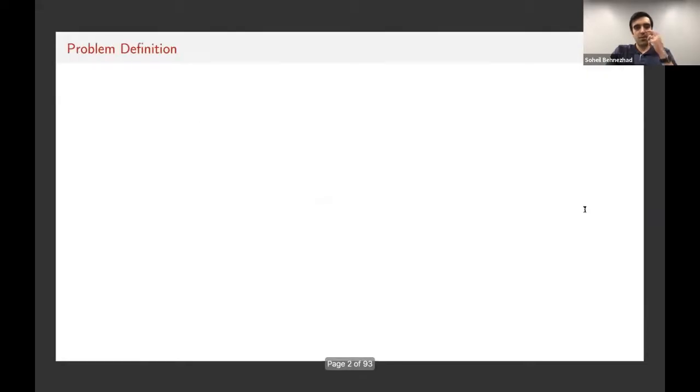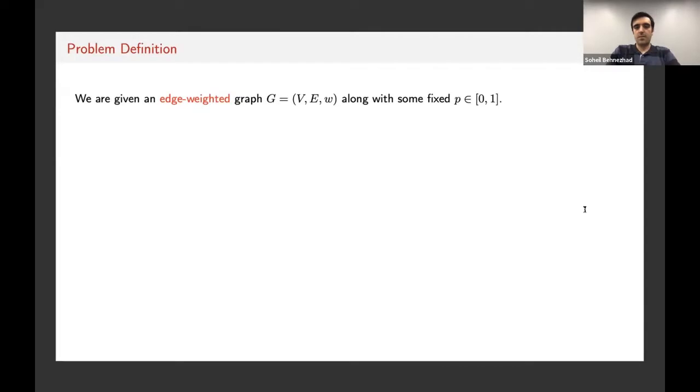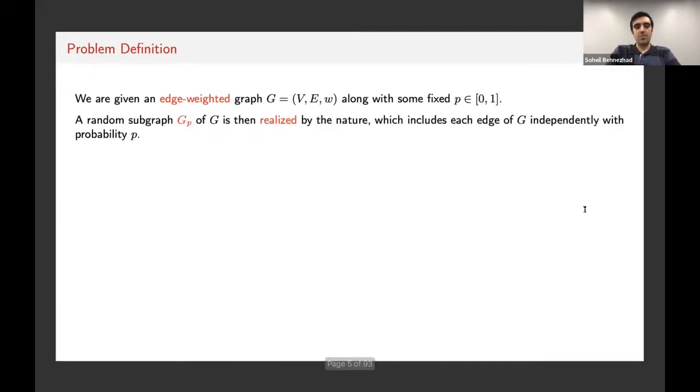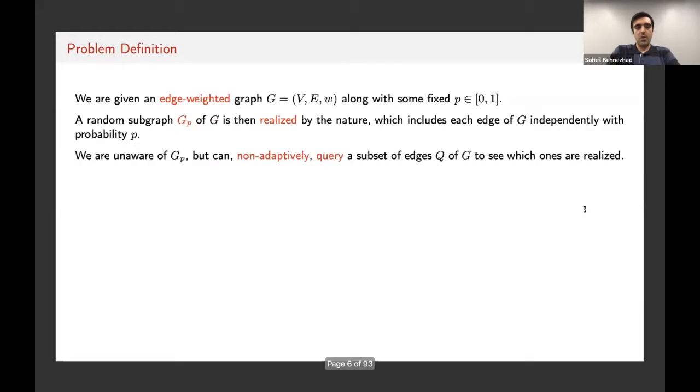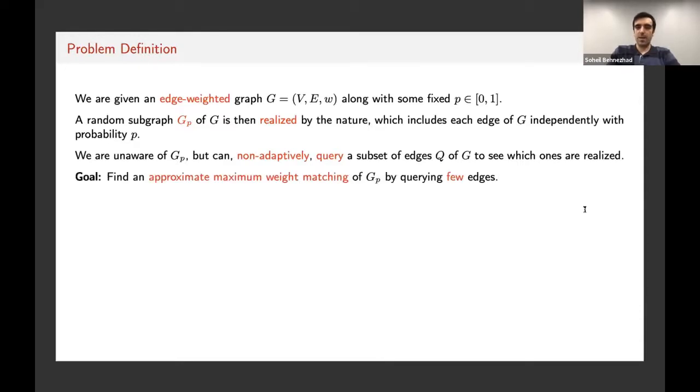Let me start with the problem definition. We are given an edge-weighted graph G along with some fixed parameter p between 0 and 1. A random subgraph G_p of G is then realized, which includes each edge of G independently with probability p. We are unaware of this random subgraph, but we can non-adaptively query a subset of edges Q of G to see which of these edges are realized. The goal is to find an approximate maximum weight matching of G_p by querying few edges.